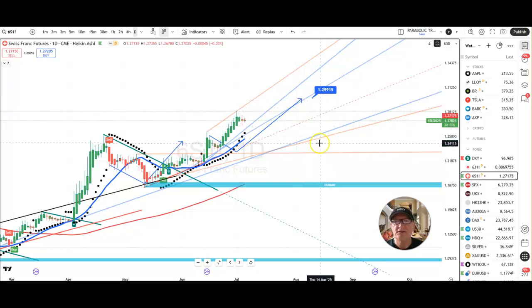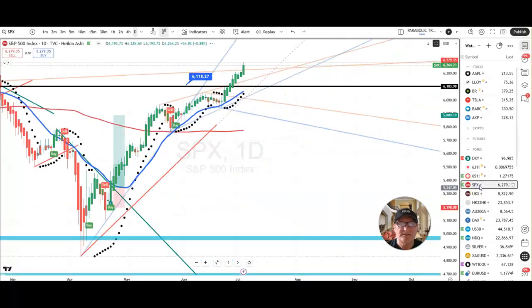Target, I've got 129.91. This could go much, much higher. What this means in terms of correlation is all the Swiss pairs are going down. Euro Swiss, Canadian Swiss, Pound Swiss, all going down. I'll cover those in the next few minutes. Very excited about these markets. They are looking really, really good.